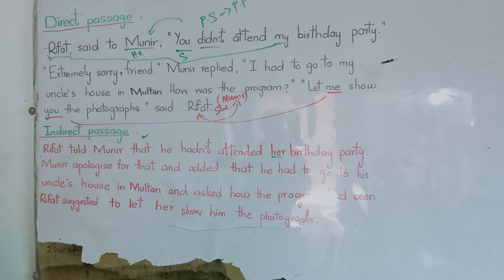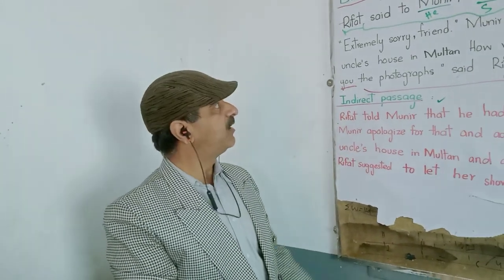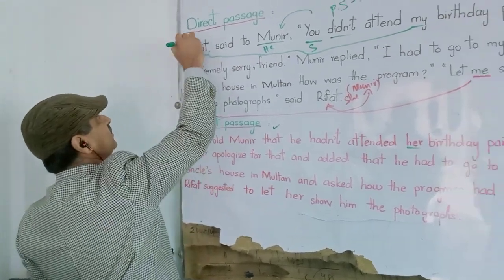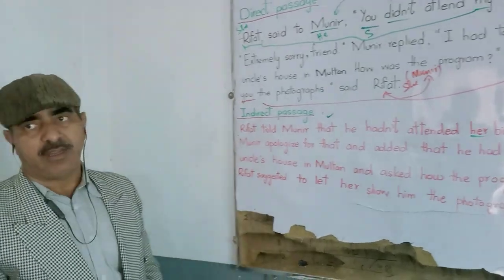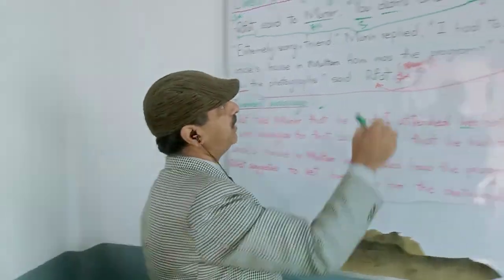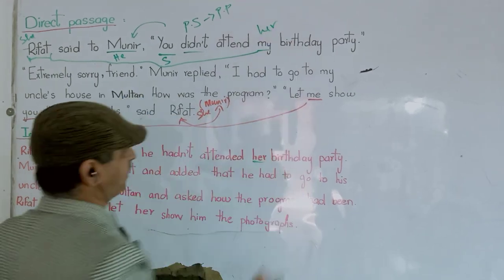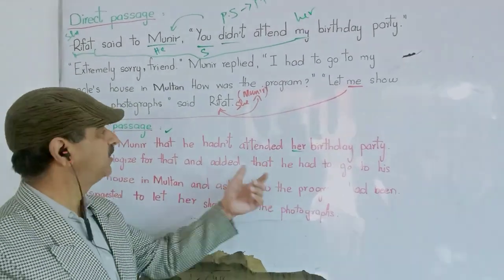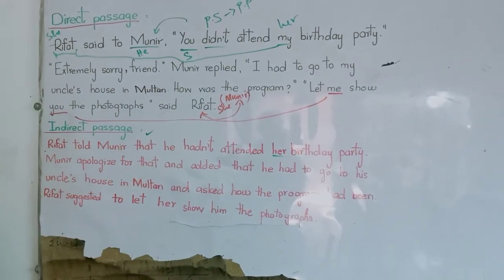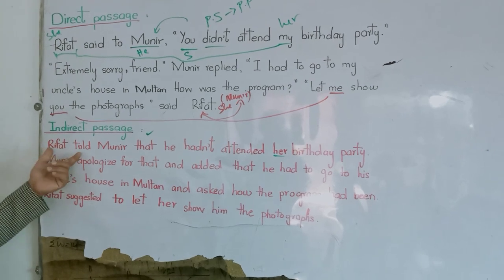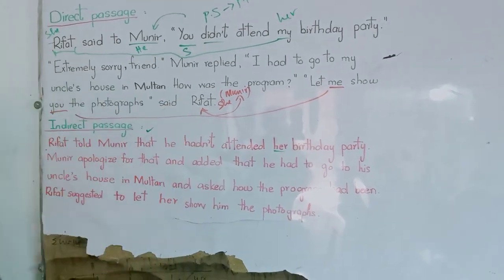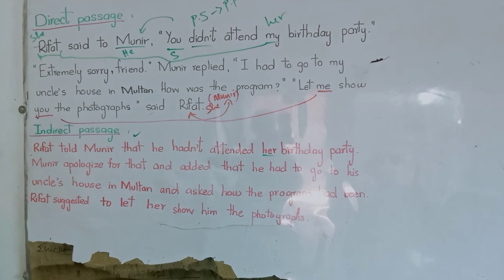Refer means subject. For example, Munir means he, and Rifat means she. What is the possessive case of she? Her. It will be "her" over here. That's the reason we have put "her" over here. Hadn't attended her birthday party. So Rifat told Munir that he hadn't attended her birthday party. Is it clear right now? I think I have explained each and every point to you.